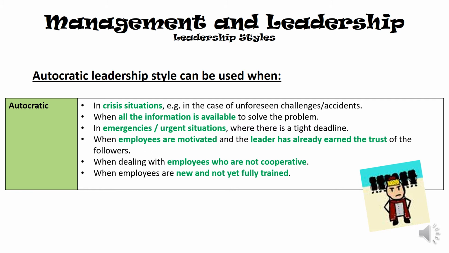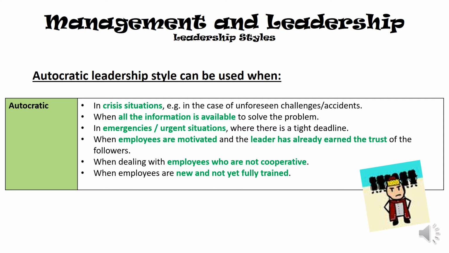When employees are motivated and the leader has already earned the trust of the followers. In other words, employees have worked with this leader before, they've been working with him for a while, and they trust their leader. They believe that he is going to make the right decisions. So if he has the respect and the trust of his followers, a leader can make an autocratic decision, because if the followers trust him, they will obviously believe that his decision is going to be the right one.